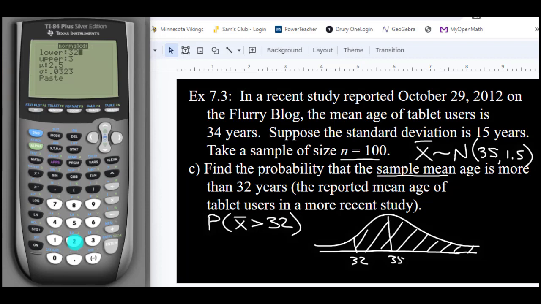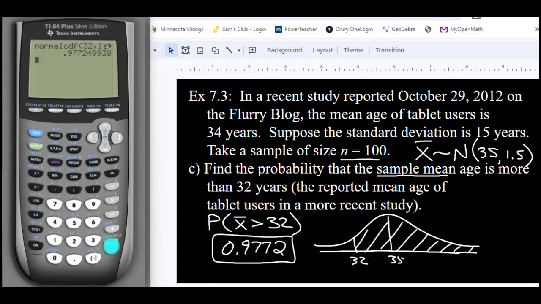So our lower boundary is the 32. Our upper boundary, remember we put in the 1E99. The mean of the distribution is 35, and then the standard deviation is 1.5. And we'll paste that, and we'll put in our answer, and we get 0.9772. 0.9772 when we round that off, and that would be our probability that x is greater than 32 for this sample mean.